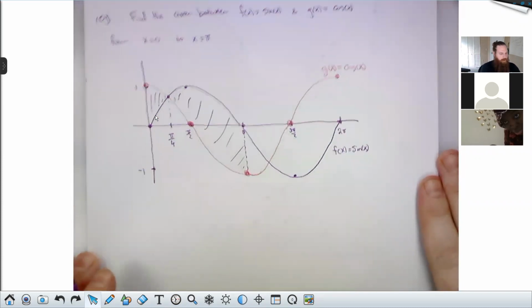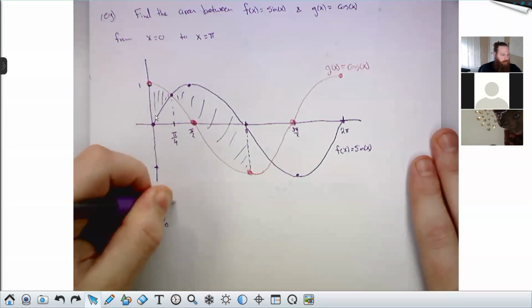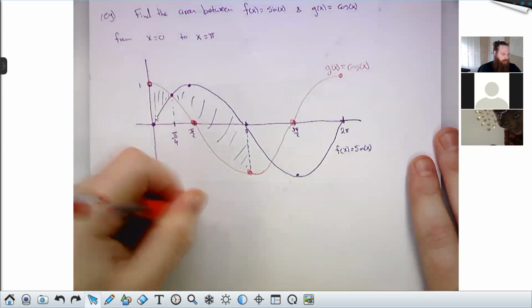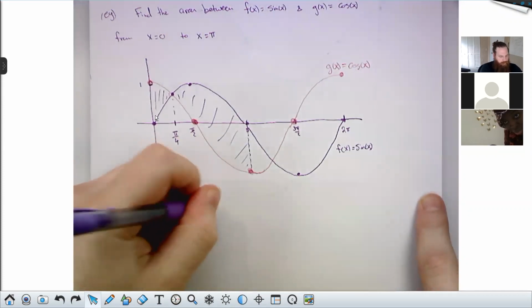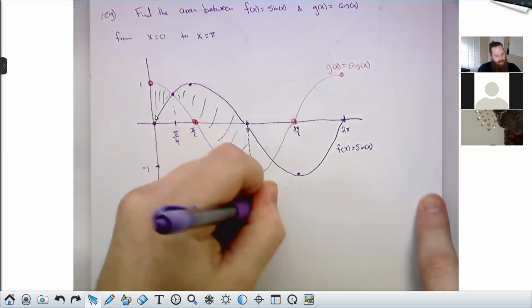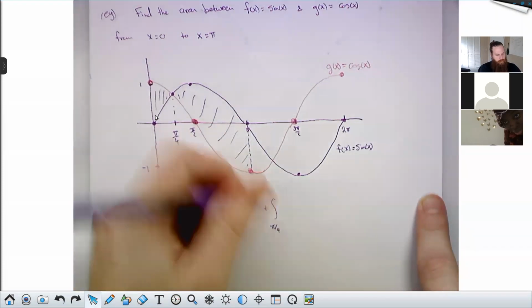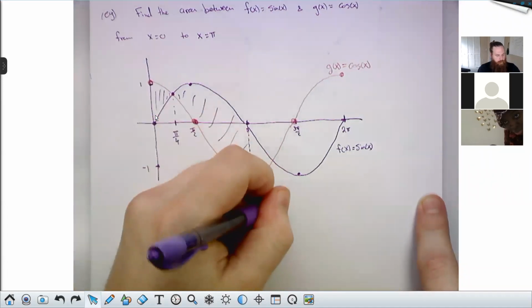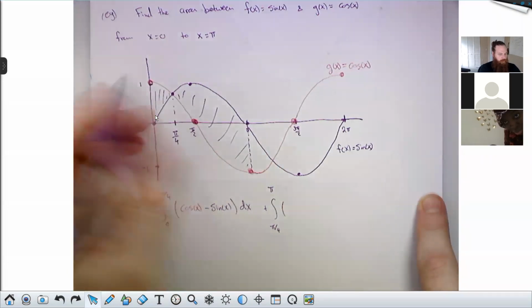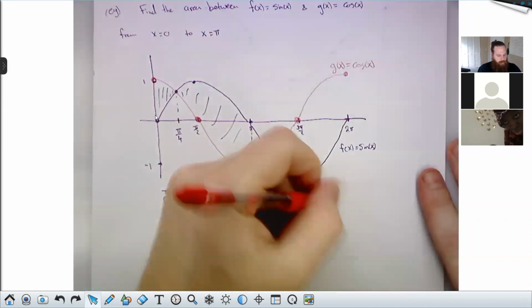So let me set it up kind of schematically. I'll do the integral from 0 to pi over 4 of the red function, cos x, minus the purple function, sine x. And then I'll add that to the integral from pi over 4 to pi of the upper function here, and the sine function stays above the cosine function everywhere here. So this would be sine x minus cos x, the lower function there.